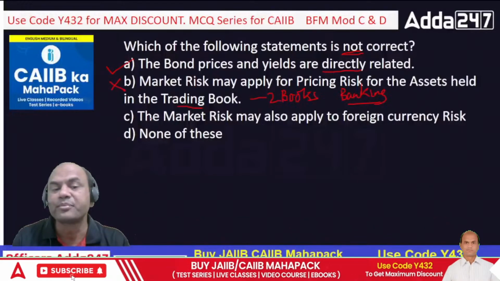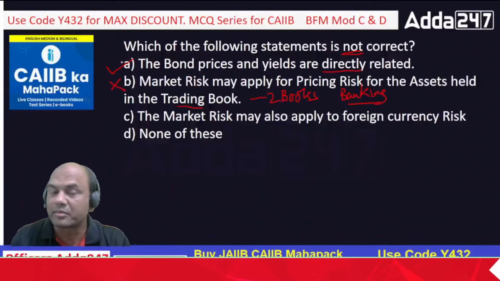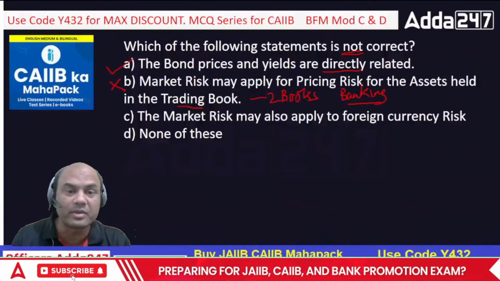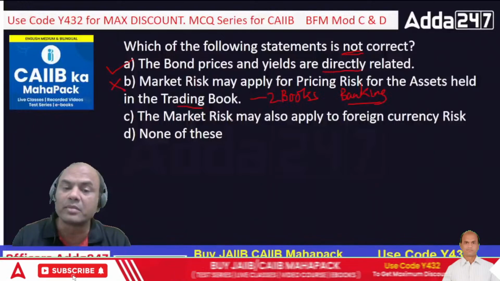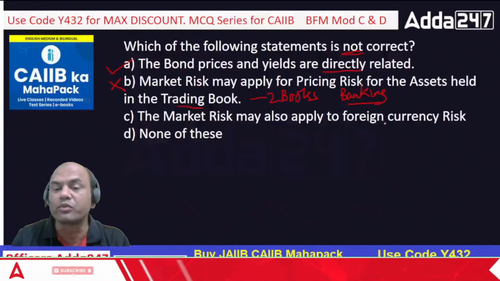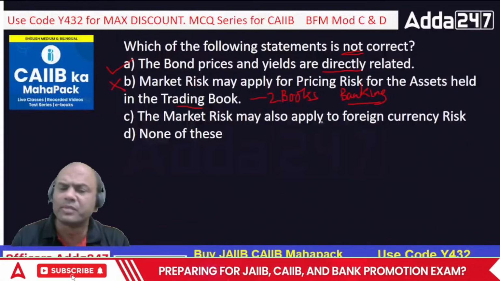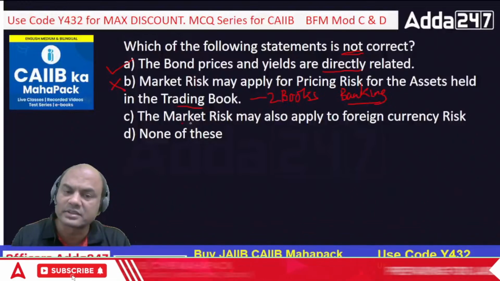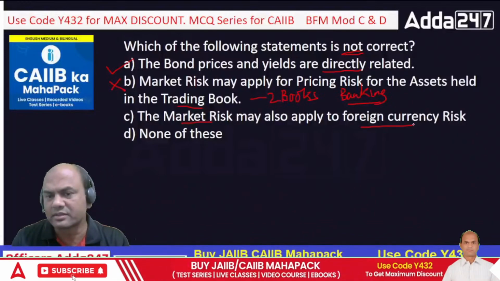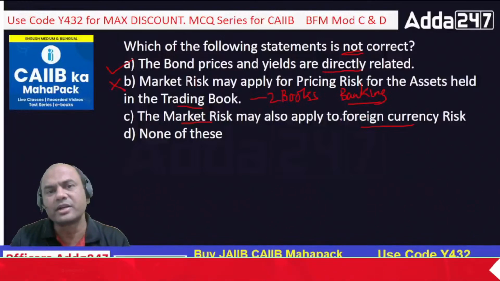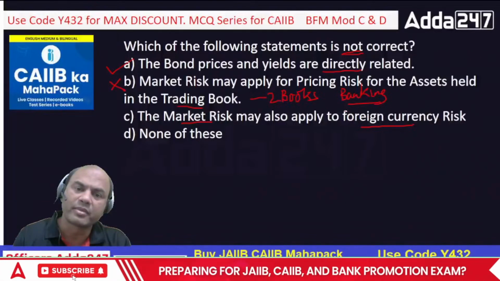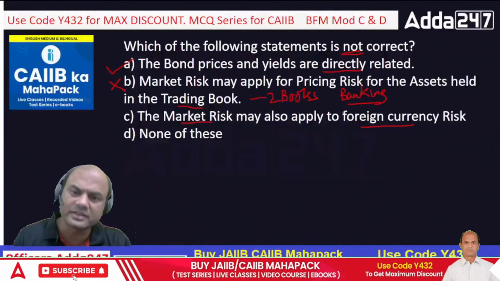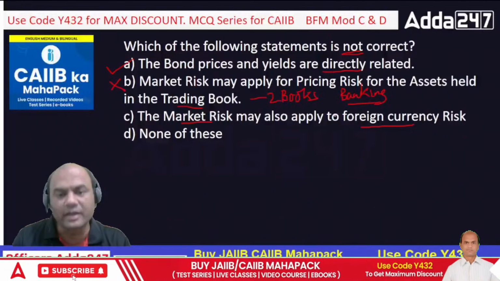What about C? See here, you have got the answer A, but we are in CAIIB. Not only remember getting the answer is correct, you must understand the logic also. What about C? The market risk may also apply to foreign currency risk. Does market risk apply to foreign currency? Yes or no? Yes, that is correct.